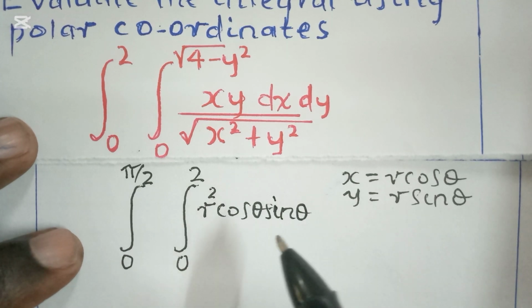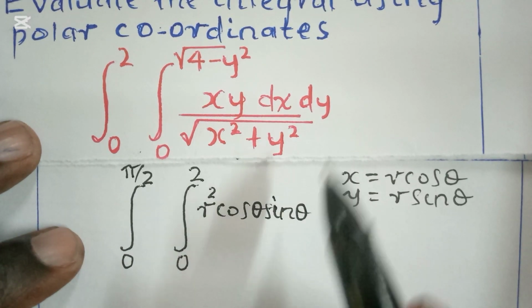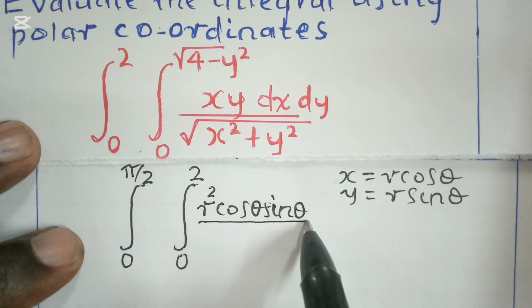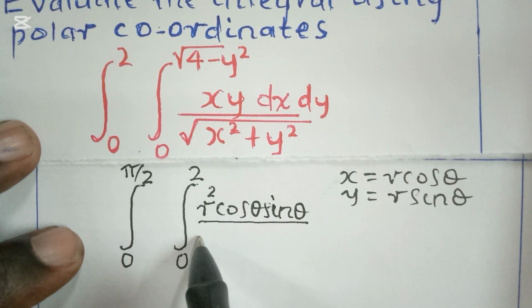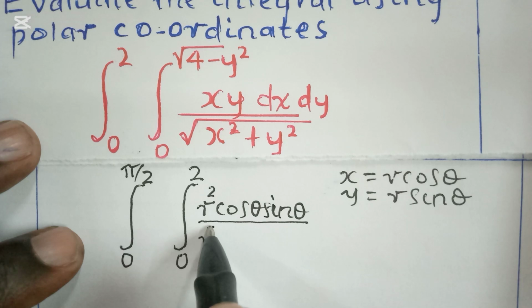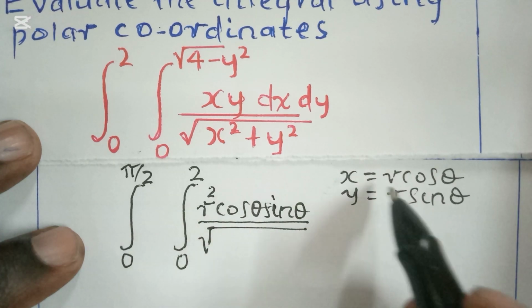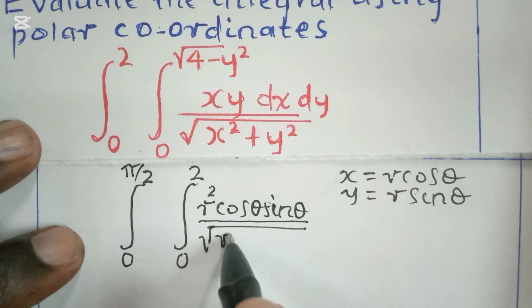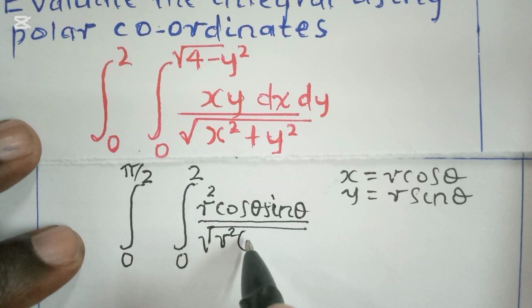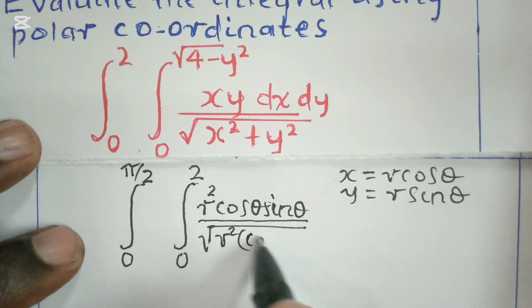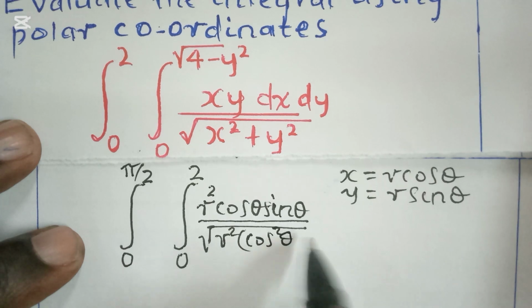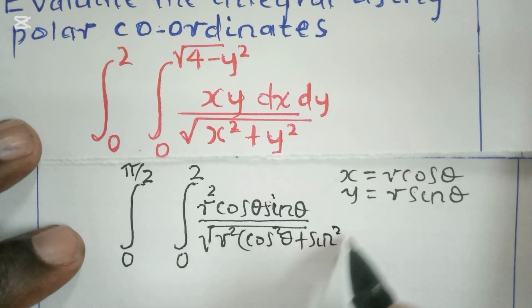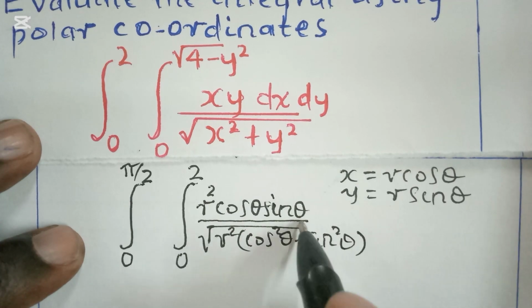And then guys, we continue. This one is now going to give us the square root of x squared plus y squared. This is r squared. Then we have here cos squared theta plus sine squared theta, like that.